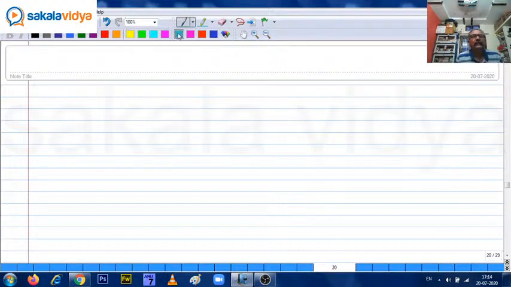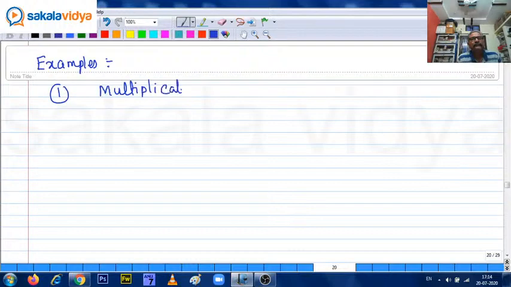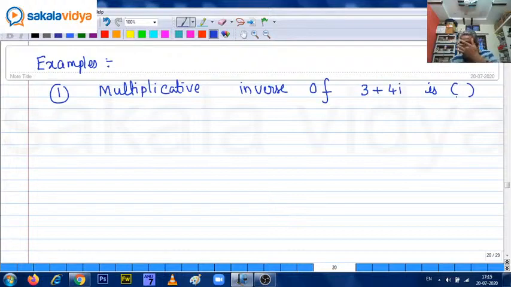Okay, one question I will ask. Example: multiplicative inverse of 3 plus 4i. Find the multiplicative inverse of 3 plus 4i.